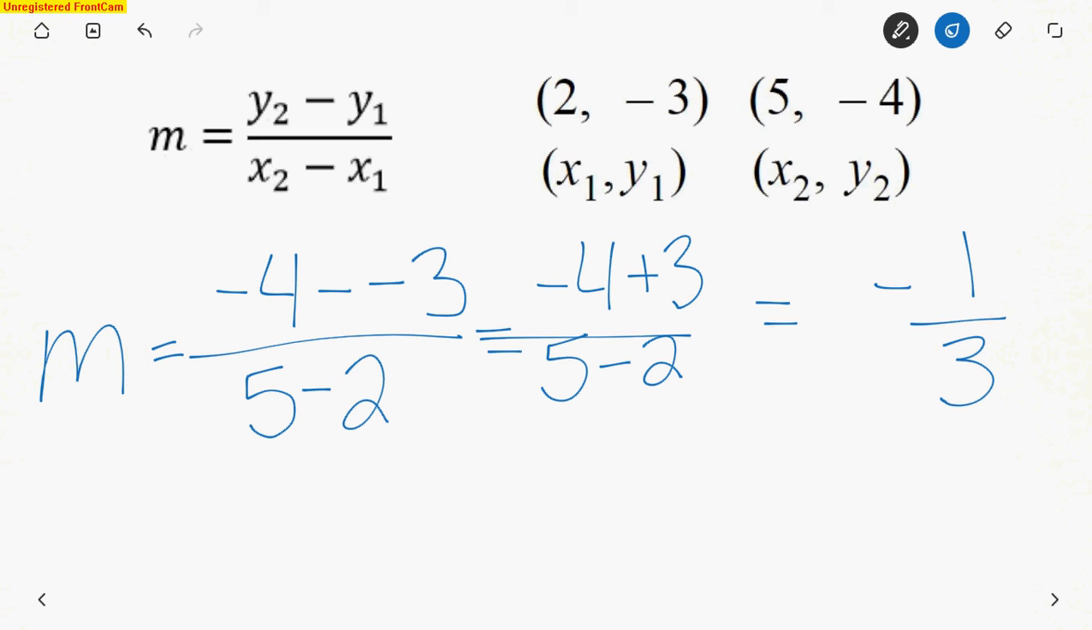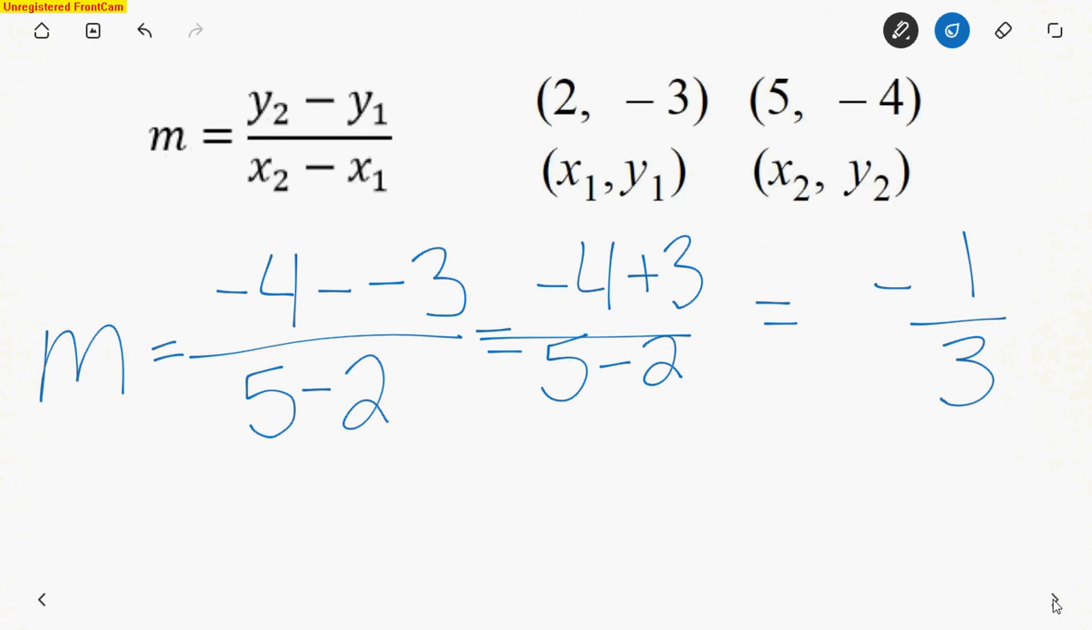Okay? Remember, whenever you have minus and negative, that turns into a plus. If I really want to think about this, by thinking about my change in my x's and my change in my y's, it really makes sense. Because to get from negative 3 to negative 4, I have to subtract 1. Okay, so my change in my y values is -1. To get from 2 to 5, I add 3. So my change in my x's is +3.